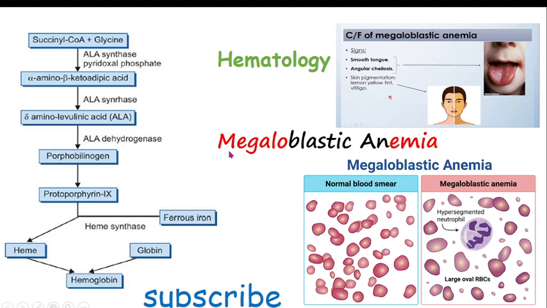When you understand megalo, it means you are going to have macrocytes. It means the cells are going to be enlarged, specifically in MCV. Red blood cells will have more than 100 femtoliters. Normally we have several kinds of anemia. This megaloblastic anemia is called macrocytic anemia.